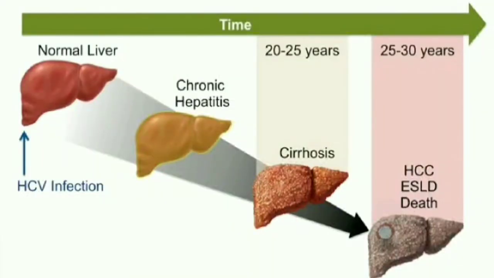So now let us discuss what are the stages of a liver disease. An HCV, that is hepatitis C virus, infects a normal liver. After a period of time, it leads to a chronic hepatitis. And within a span of 20 to 25 years, it leads to a cirrhosis. And after 25 to 30 years, it becomes HCC, ESLD, and death.